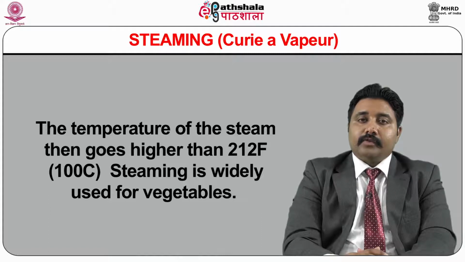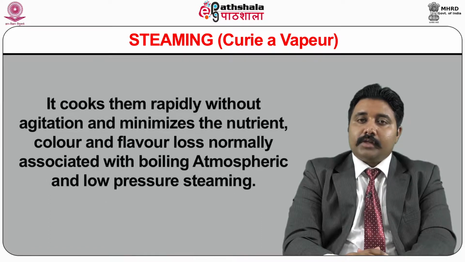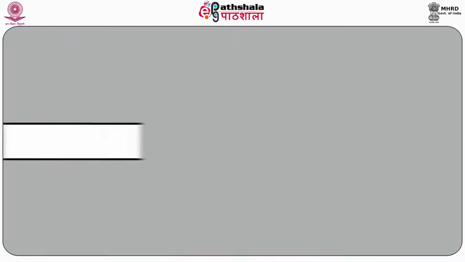Steaming is widely used for vegetables. It cooks them rapidly without agitation and minimizes the nutrient, color and flavor loss normally associated with boiling, in atmospheric and low pressure steaming. Direct: in a steamer or in a pan of boiling water, such as steak and kidney pudding. Indirect: between two plates over a pan of boiling water.